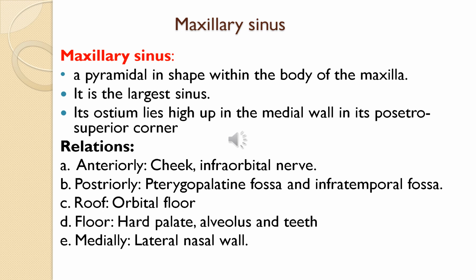The roof is related to the orbit and the orbital floor. The floor is related to the hard palate and the upper teeth, namely the second premolar and the first molar. Remember these two teeth because we will have something to discuss about the oroantral fistula, which is in the floor of the maxillary sinus. Medially, it's related to the lateral nasal wall, namely the inferior turbinate and meatus, and the middle turbinate and meatus.